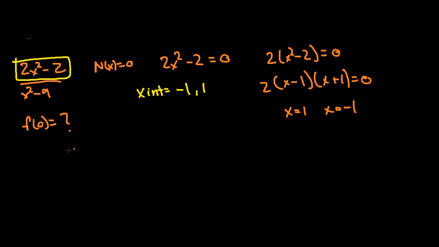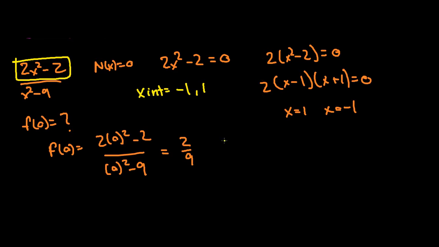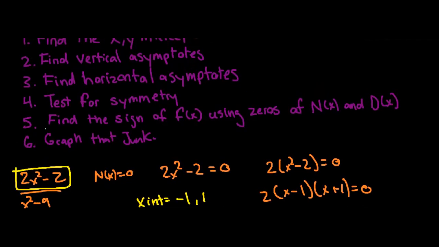So we put in 0, so f of 0 is equal to 2 times 0 squared minus 2 over 0 squared minus 9. And this is going to give us minus 2 over minus 9, because these are going to be zeros. So this is going to be 2 over 9. So the y-intercept is equal to 2 over 9. So we've completed the first step. Let's have a look again at what the second step is.